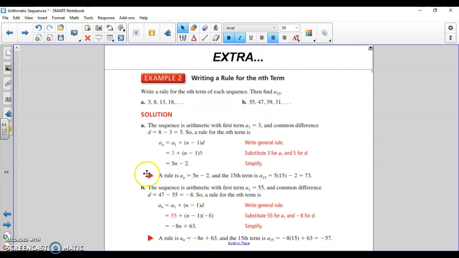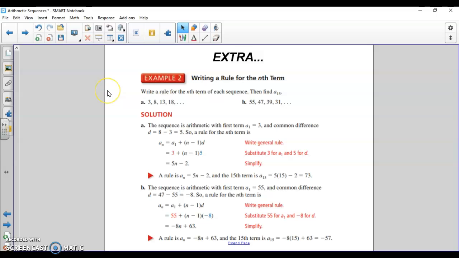Some extra examples there, again, pulled out of a book for you. Use it if you want, but I have some extra examples this week.